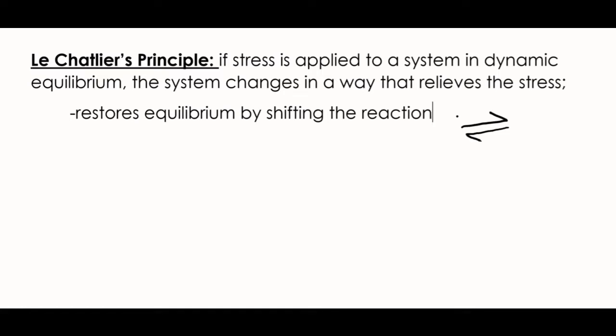And now we can kind of see the purpose of these double-sided arrows, right? These equilibrium arrows. They can go both ways because reactions are going to shift in the forward direction and then in the reverse direction.